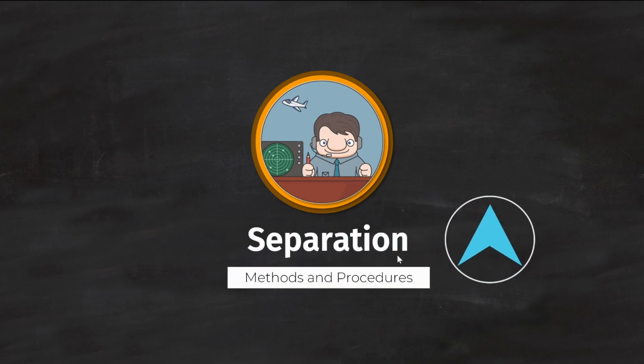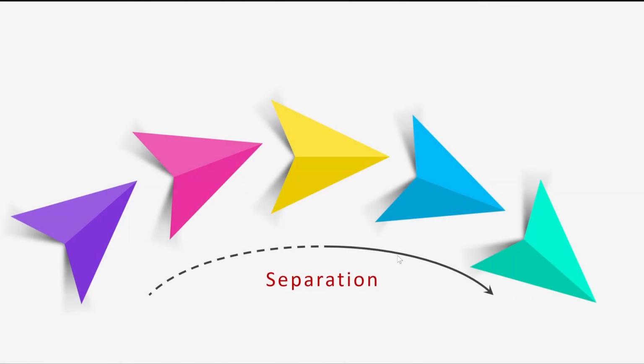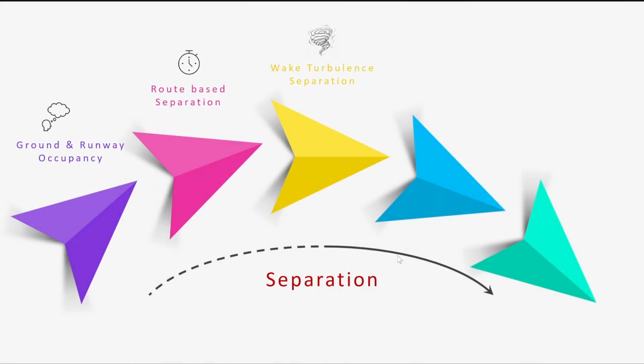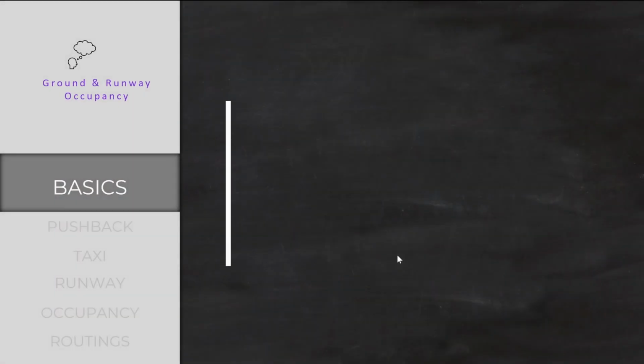There are 5 types that we want to go through and make sure you understand. Ground separation and runway occupancy, route-based separation, wake turbulence-based separation, performance-based separation, and finally, parallel operation. Of these 5, the first stands out, because it's not really officially separation. Separation is generally for airborne flights, but we do include this here for the sake of simplicity to just clear out a few things. So, what are we talking about here?